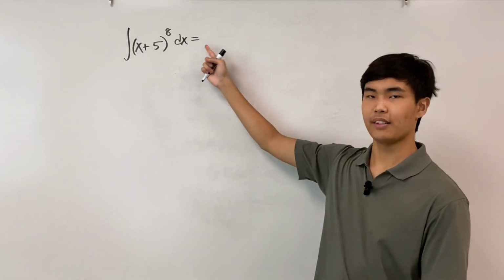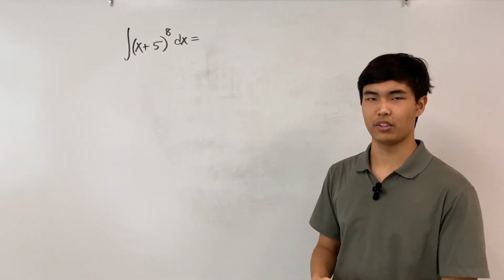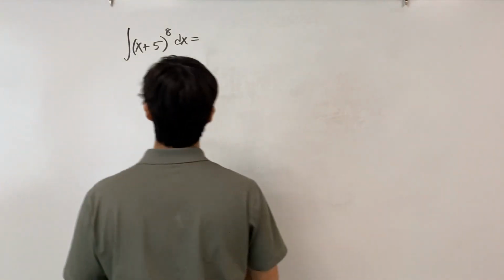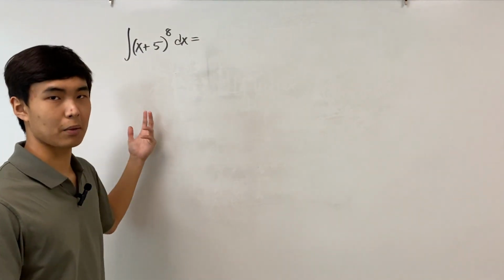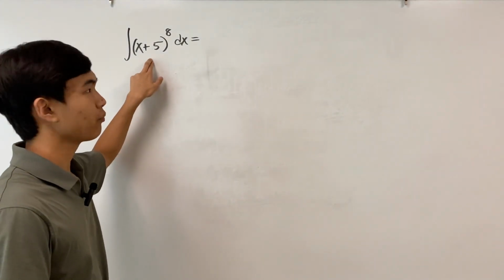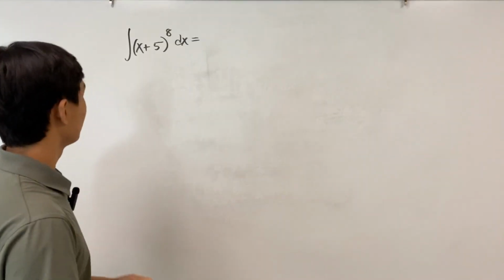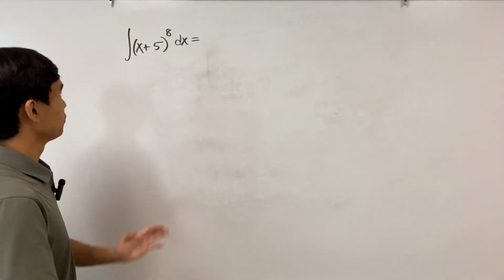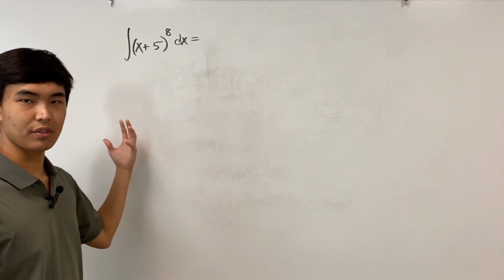Imagine you're asked to find this integral. Can you do that? Well, with what I've taught you so far, no, you can't, because we can't use the power rule because this plus 5 is in the way, and you really don't want to expand this and integrate term by term. So there's a better way for you to do this.